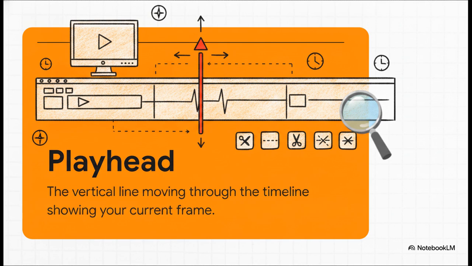The last crucial piece of anatomy here is the playhead. This is the vertical line that physically moves from left to right across your timeline. Think of it as your ultimate compass. It shows you exactly where you are, which specific frame is currently displaying in the program monitor, and exactly where your next edit is going to happen. Nearly every action you take in an editing program begins with placing this playhead in the correct position.